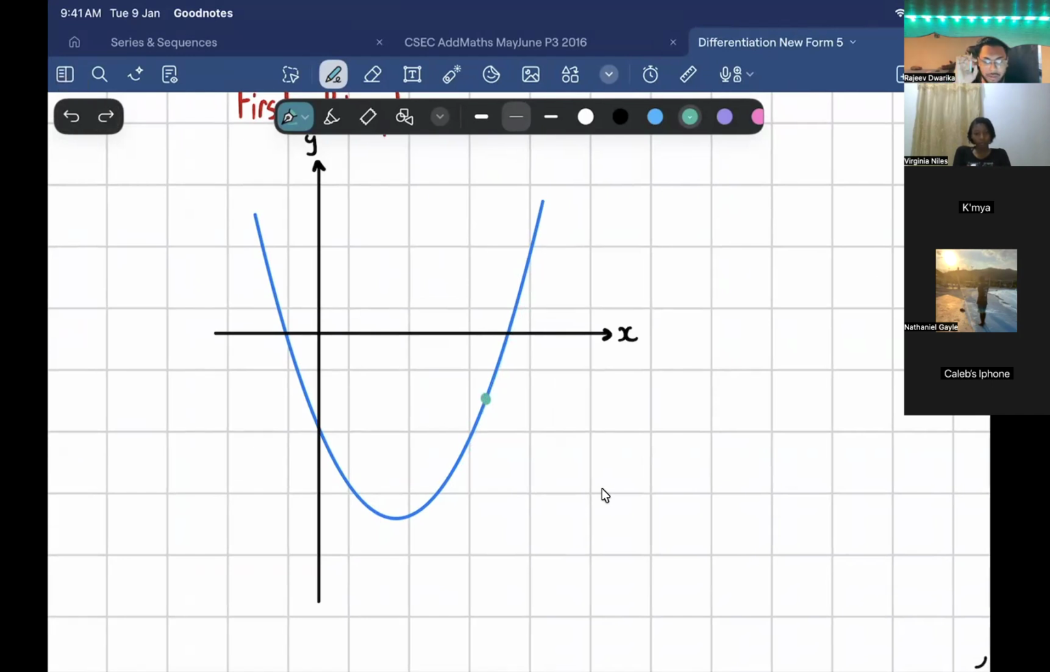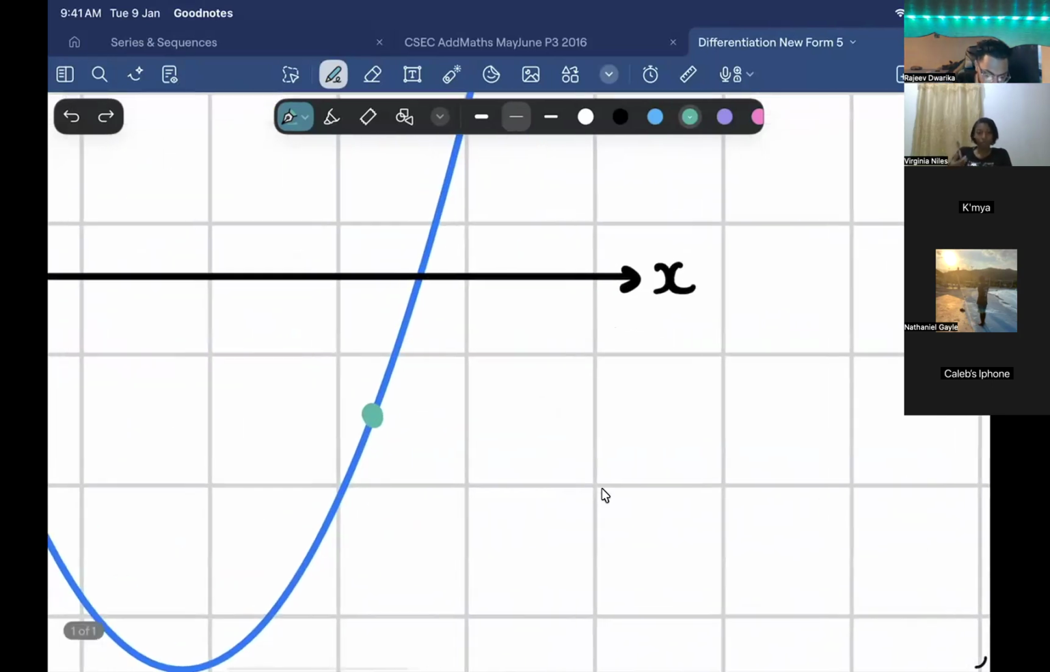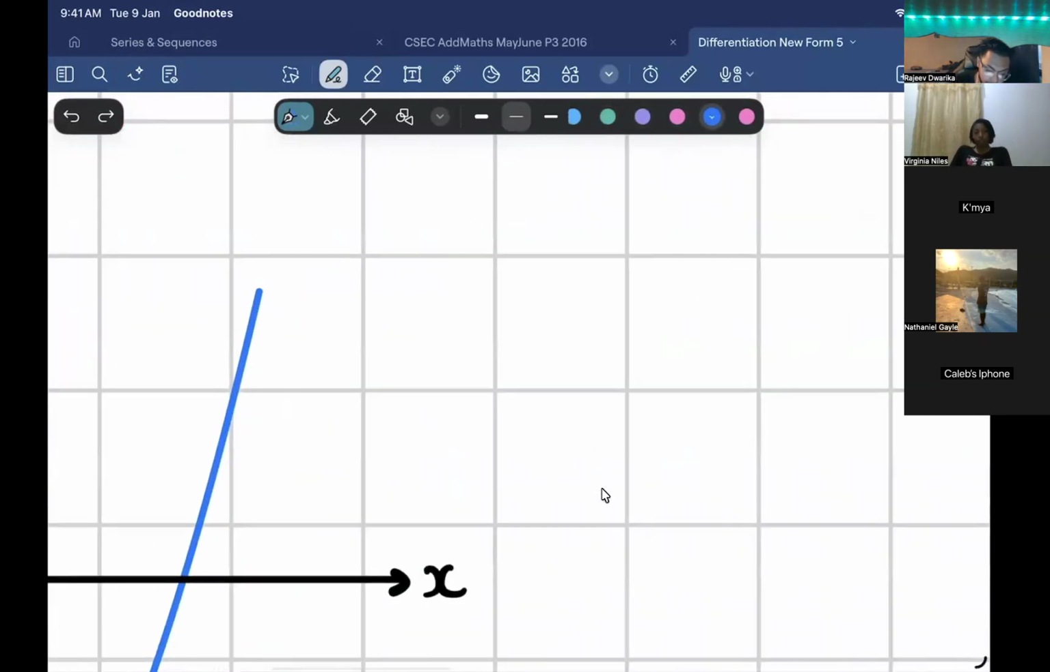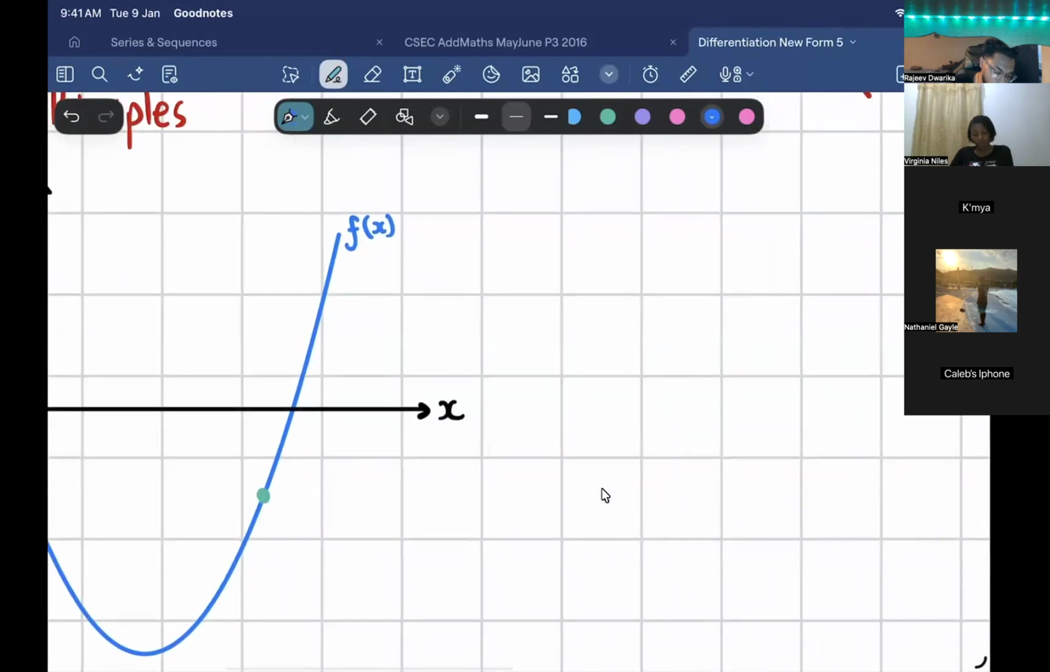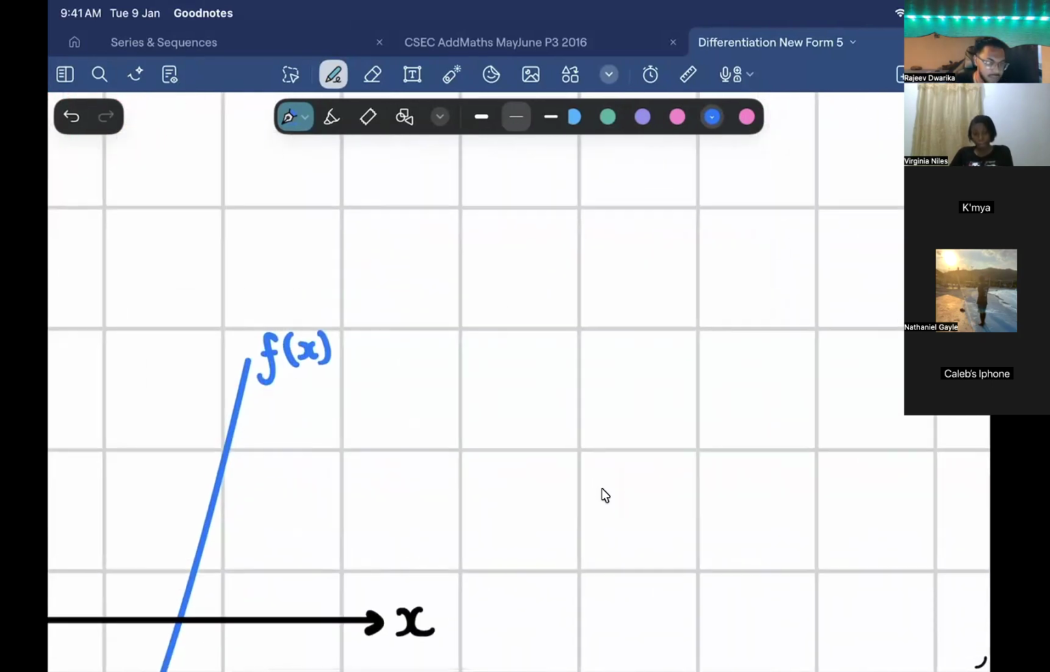Now let's look at something called approximation. Do you guys know what approximation is? Yes, sir. Okay, stay with me. Let's just say that this is some function f of x. We know it's actually a quadratic, but we'll just say it's f of x. And f of x means the same thing as what? Y. Right, f of x means the same thing as y.